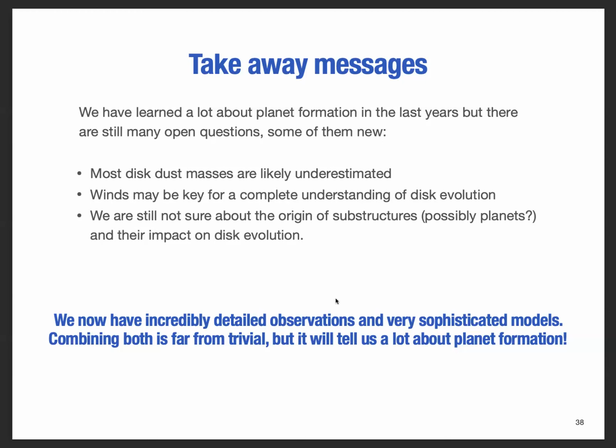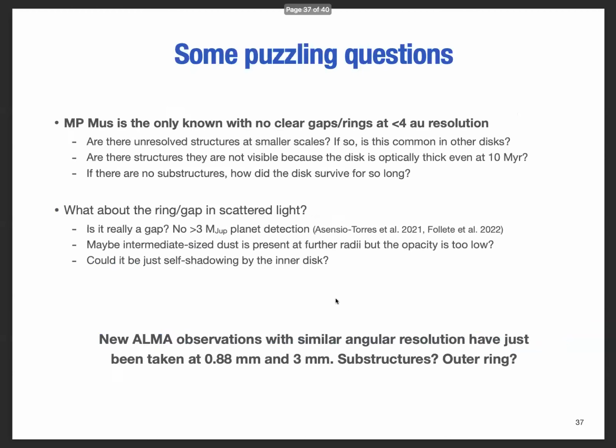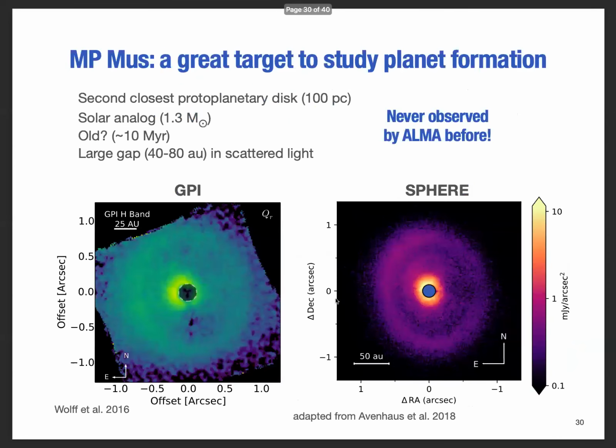Fascinating talk. Thanks for that. I enjoyed that. Can you quickly show us again this gap you were talking about? I think that went a bit fast. You're talking about that one? Yeah, exactly. So the gap is in there. So what you're saying is it's completely smooth in the continuum in ALMA, but you see a kind of ring and a gap in scattered light? Yes, in scattered light.